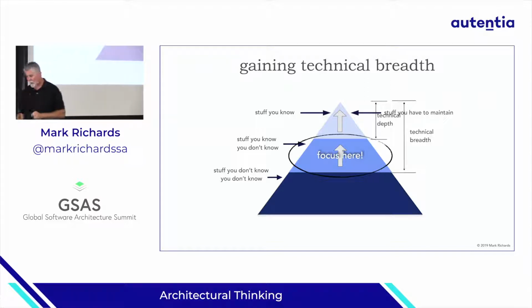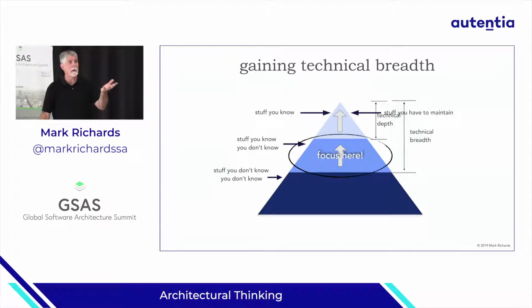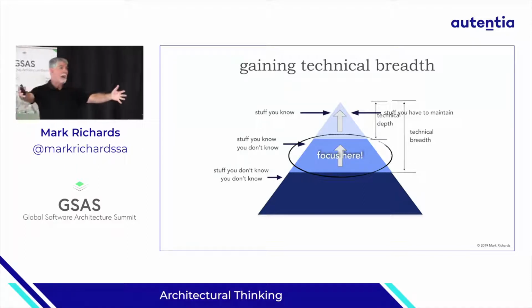Now, here's the point. The stuff you know is called technical depth. Every technologist, even architects, need a level of technical depth. But the stuff that you know, plus the stuff that you don't know, is considered technical breadth. And the key point, this is where to focus when you're thinking as an architect. It's required. I need to know about 12 different caching technologies, not just one really deep.